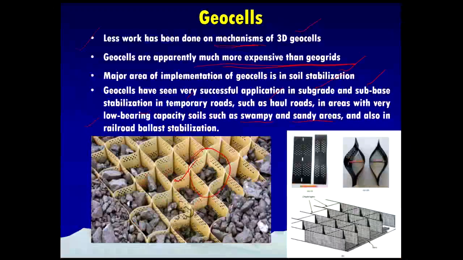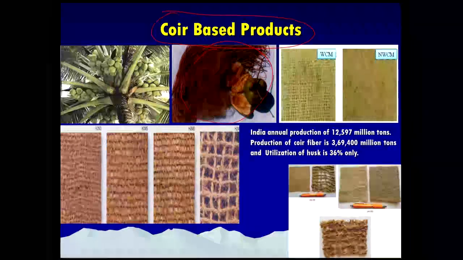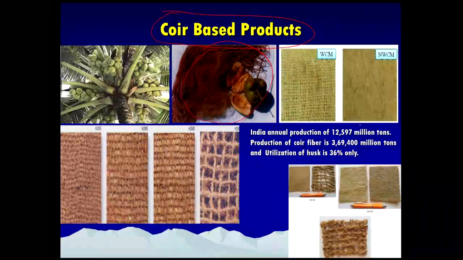Then another kind of material which is also coming up, and which we are now interested in, is the coir-based products. Basically from the coconut, this is the husk that is taken from the coconut tree. In India, roughly 12.59 million tons of coir fibers have been produced, and we are utilizing the husk only 36%. And of the geosynthetics produced across the globe, I think India consumes less than 1.5% of what is produced.